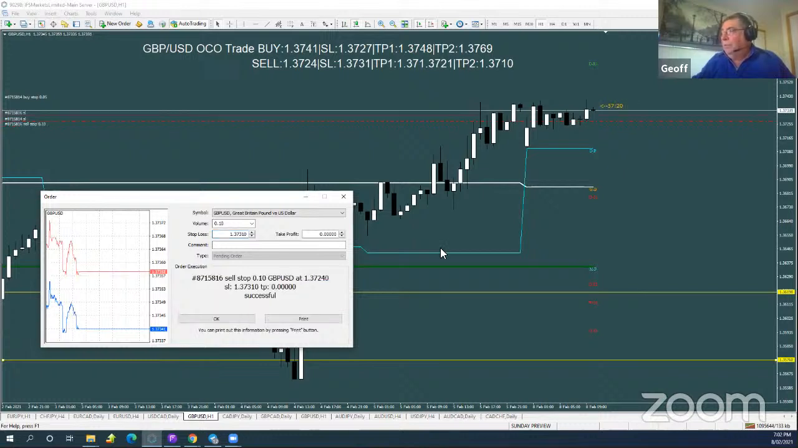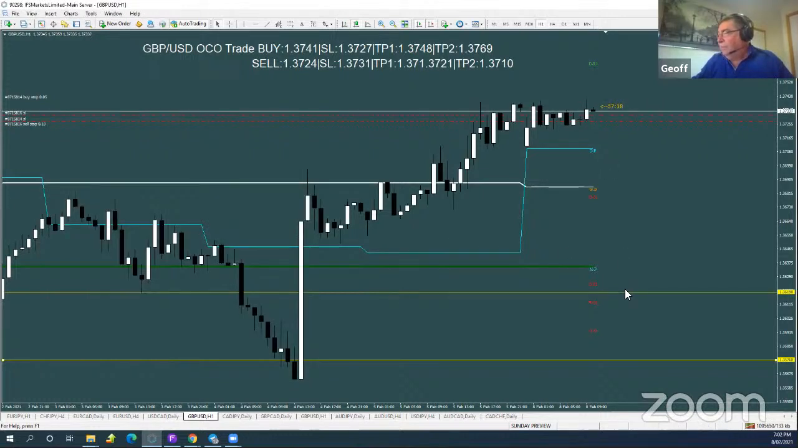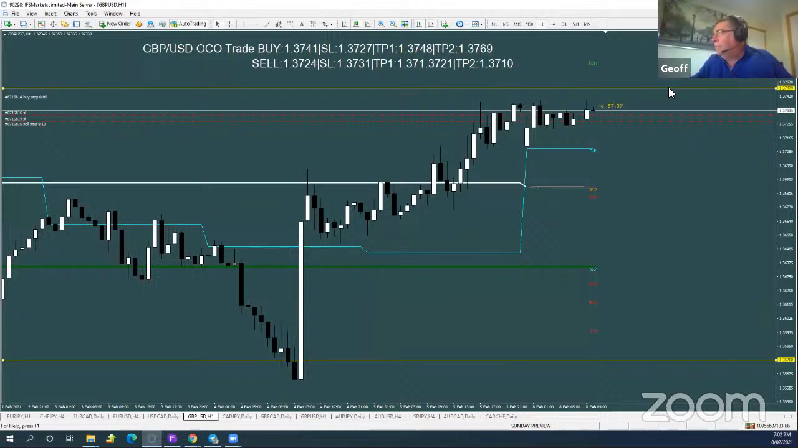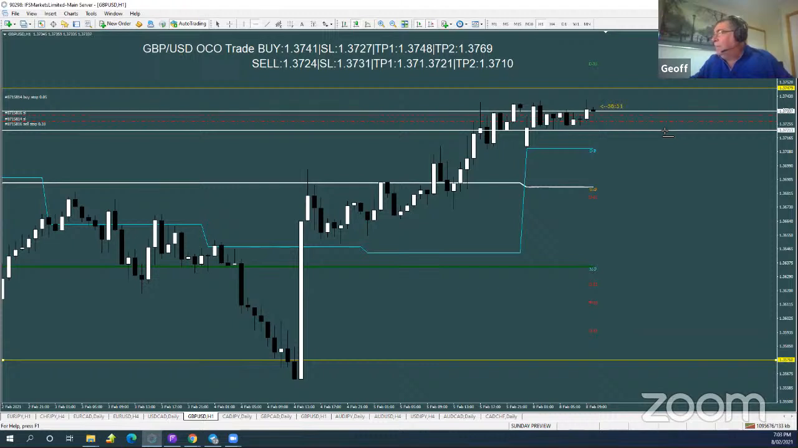Now I'm going to put in place the TP levels for you. So we've got a visual of that. On the long, it's 1.3748, which is there-ish, very, very close to there. On the short, TP1 is 1.3721. Yep, that's right. So you can see we've got very tight parameters today.